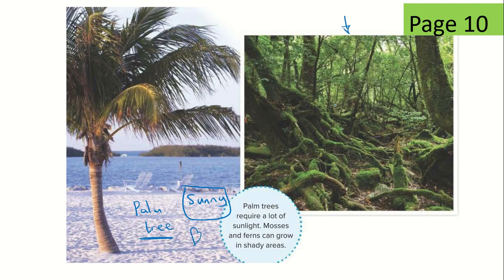These green things over here growing on the roots of this tree, they are called mosses. Mosses are a kind of plant that do not need a lot of sun, and that's why they grow in very shady areas. So shady means that it does not have a lot of sun. So this kind of plant does not need a lot of sun, only a little. But the palm tree needs a lot of sun, and that's why it grows in a very sunny place.